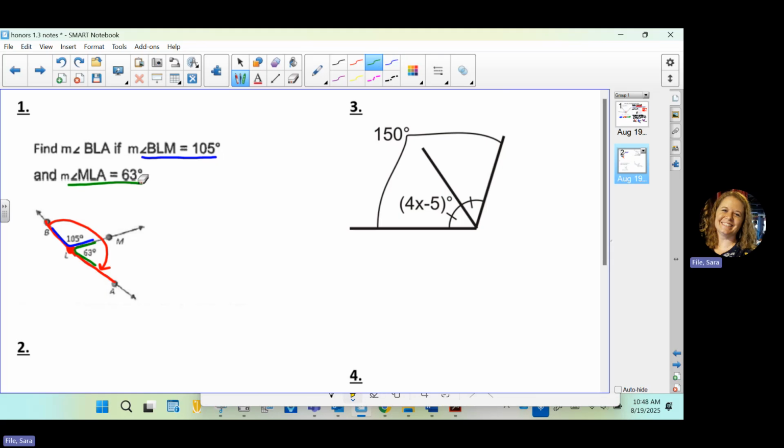is 63. So I know you can add this in your head, but for the sake of our notes, I tend to write things out so you can reference and make sure you know where it came from. Because those two smaller angles together total the larger angle that make it up. So I would write the measure of angle BLA equals 168 degrees.